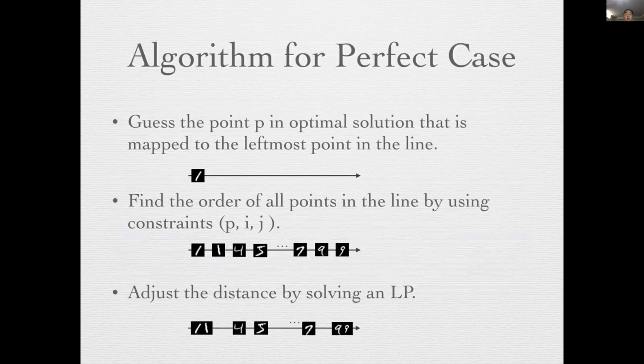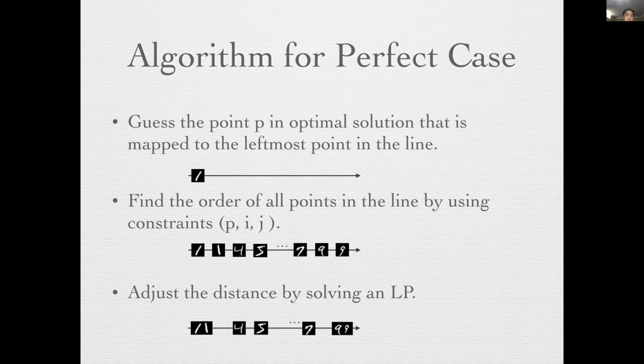Before I talk about our general case, I would like to show you a simple algorithm for the perfect case. The perfect case means we can find a solution that satisfies all the constraints. It has 3 steps. First, we guess the point P in the optimal solution that is mapped to the leftmost point in the line. The second step is to find the order of all the points in the line. This is done by using all the constraints in the form of Pij. The order is constructed by the sorting algorithm.